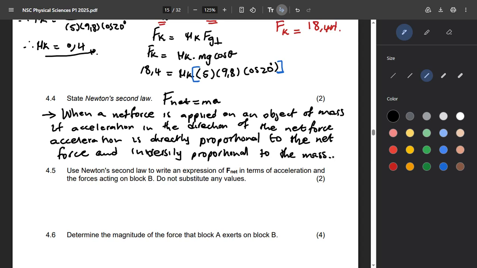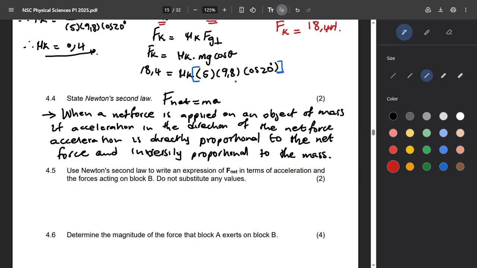All good, right? Okay, and now they want us to use Newton's second law to write an expression. They don't say do calculations. We just have to write an expression in terms of acceleration and the force acting on the block. Do not substitute any values. First thing first, to do this, remember when we started the lesson, I asked you what is the most important thing that you need to understand in Newton's law application. We said free body diagram.